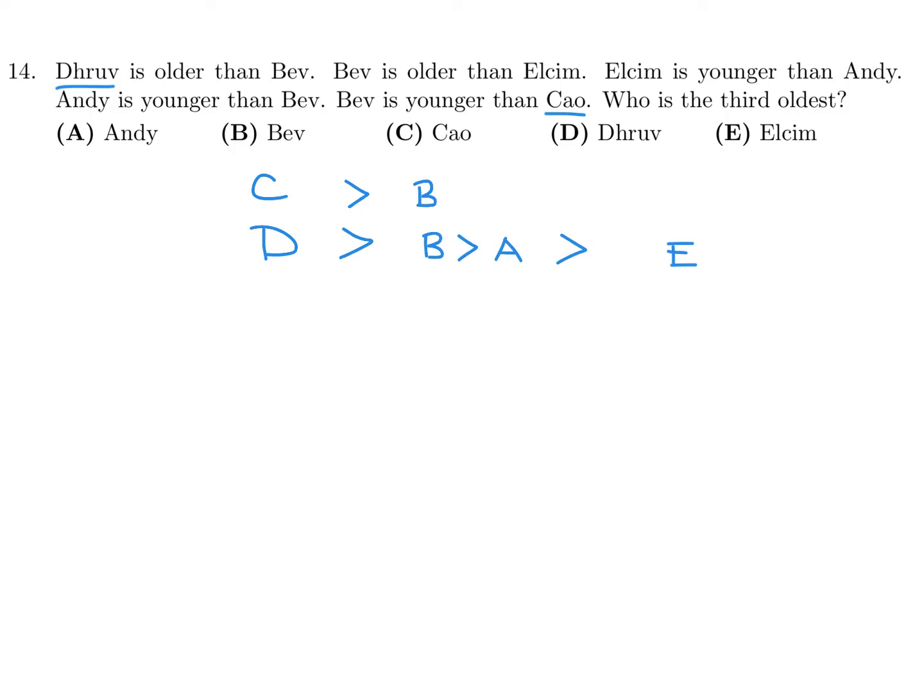And then they're saying, who's the third oldest? Well, these two are the first and second oldest. The order I don't know. But obviously, that's the third, fourth, and fifth. So third oldest is Bev. And there you go. Number 14 is B.